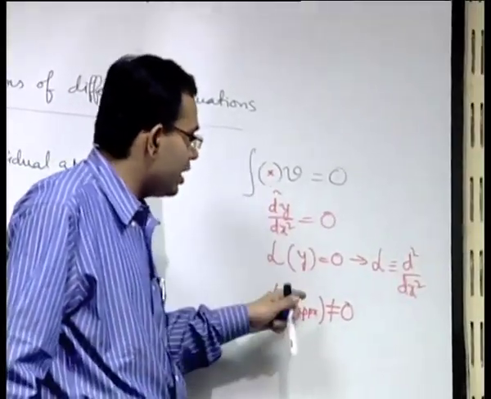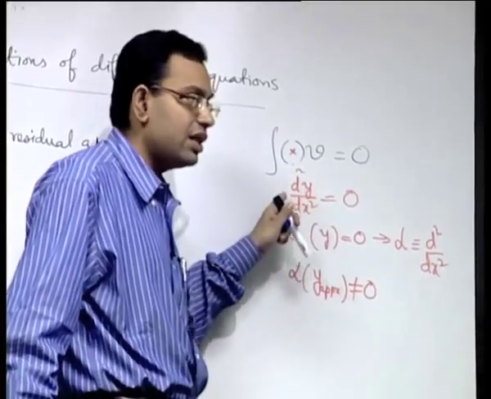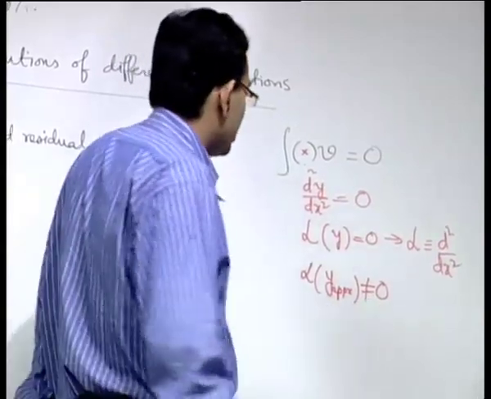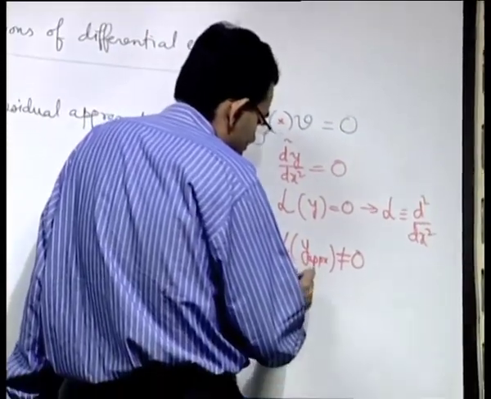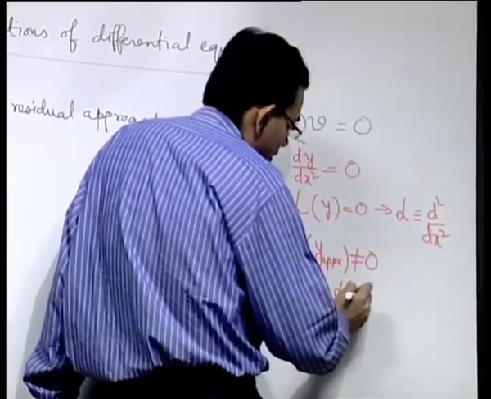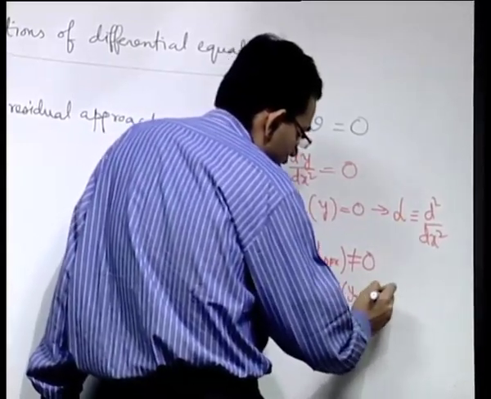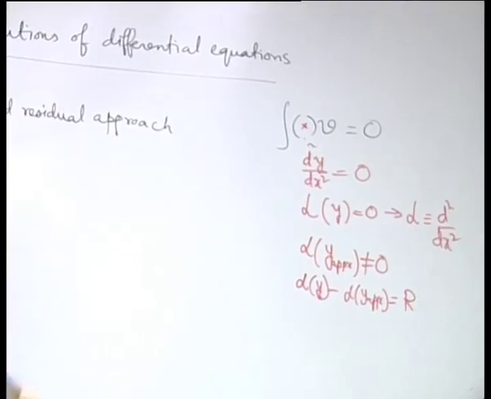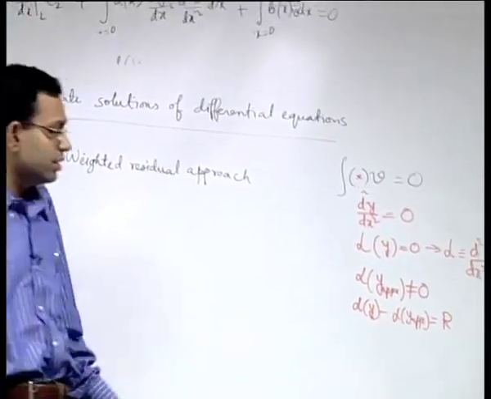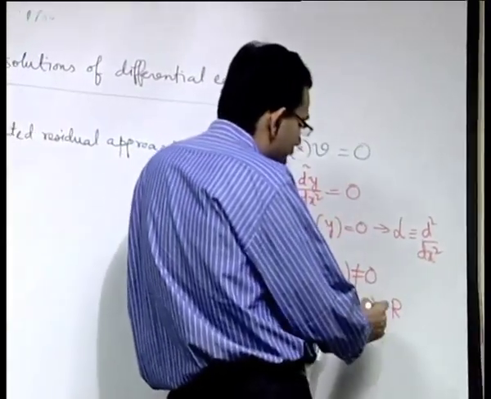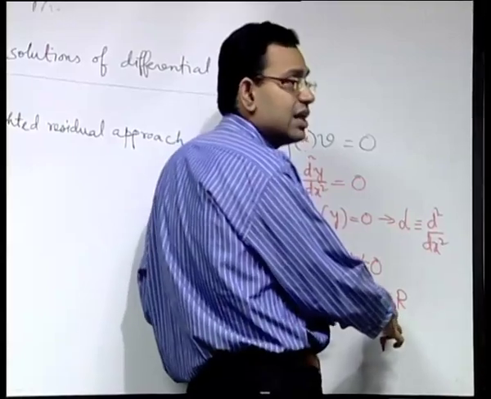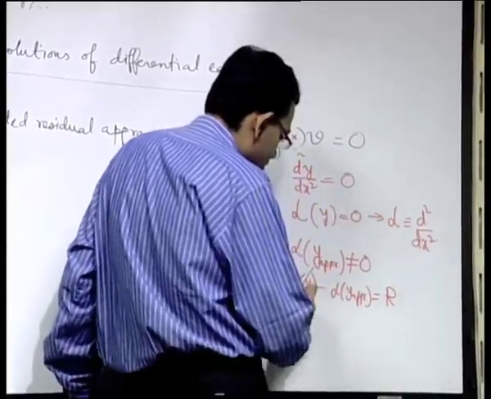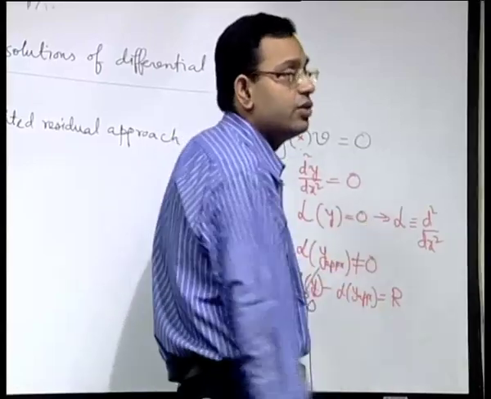So, in general if you substitute y approximate in the differential equation, it will not be 0. So, when it will not be 0, your Ly minus Ly approximate, that is a residual R which is non-zero. So, this residual is your error. Ly and Ly approximate, if these two were both equal to 0, then the residual would have been 0. Because Ly itself is 0, your Ly approximate is the residual.